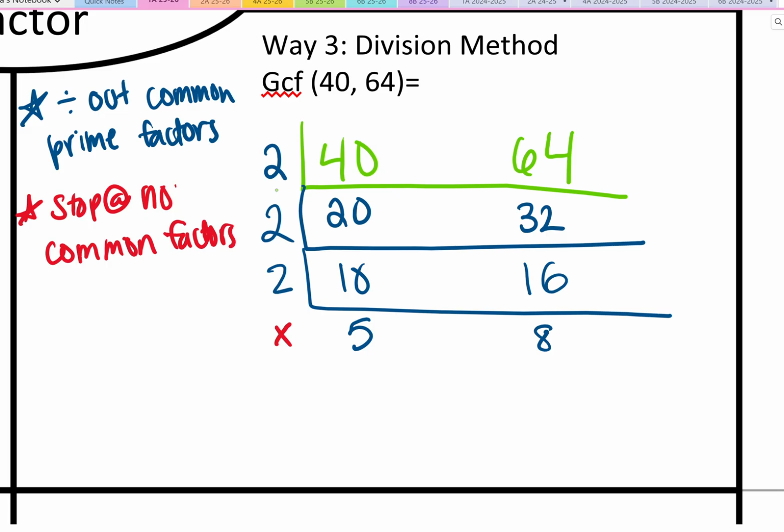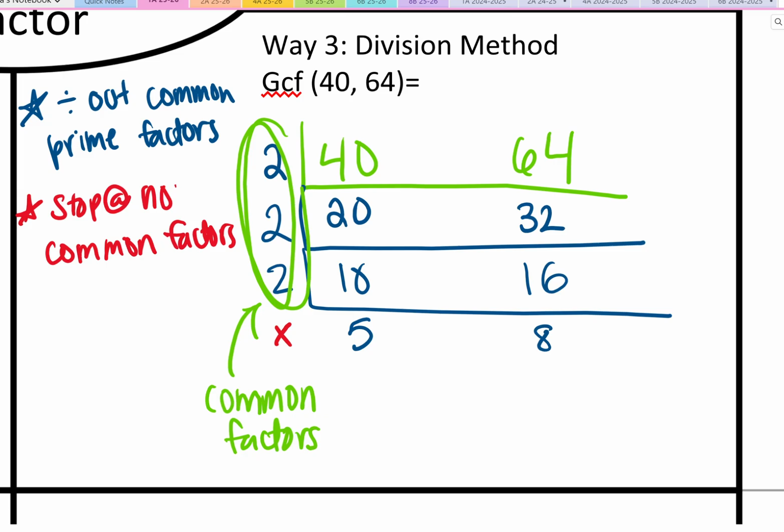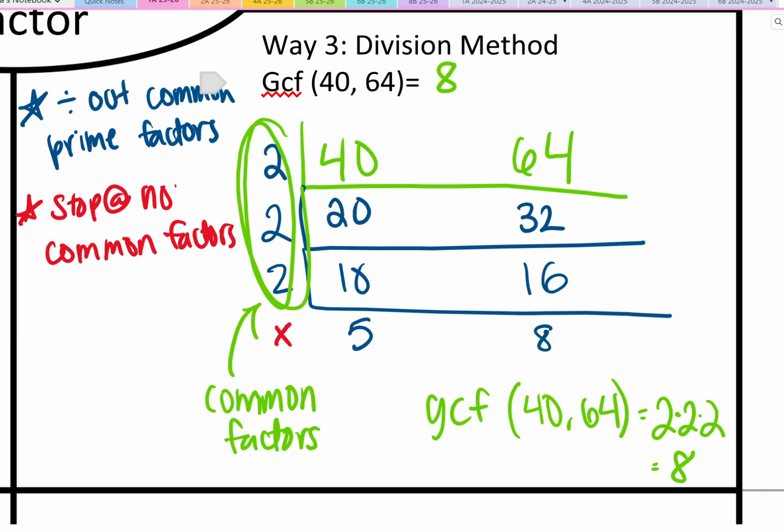So in this, we can see that these numbers are the things that we're commonly able to divide out. So these are the common factors. And just like I said in the last one, our GCF is the product of the common factors. So our GCF of 40 and 64 comes from doing 2 times 2 times 2, which equals 8. So our GCF of these two is 8.